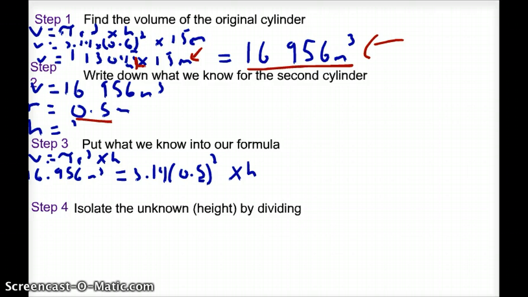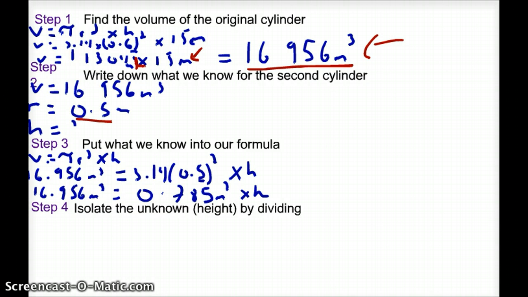So now we've got that, let's just do a bit of work here. We've got 16.956 meters cubed equals 3.14 times 0.5 squared. 0.5 squared is 0.25. When we times that by pi, we get a total of 0.785 meters squared, and we're still times the height. That's as far as we can go right now.